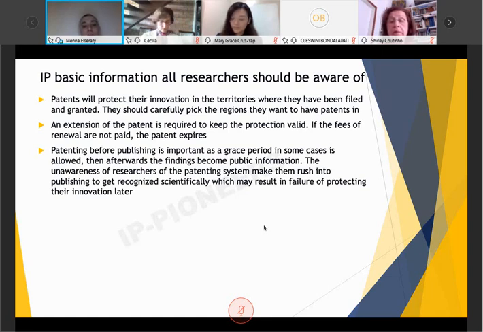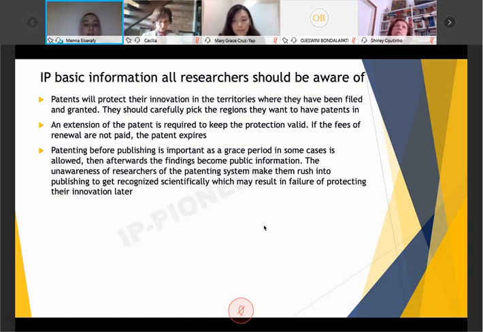There is also a big problem, as I mentioned before, that people always want to publish fast. So people should always be advised to patent before they publish, because in some countries there is a grace period allowed between filing the patent and publishing. But if this grace period, which in the US I guess is around 12 months, passes, and 12 months after you published your patent was not filed, then you will not have any protection for this innovation afterwards, and your findings will become public information and anyone can make use of it.